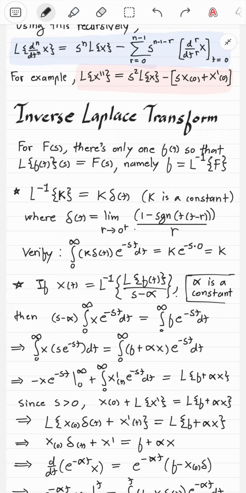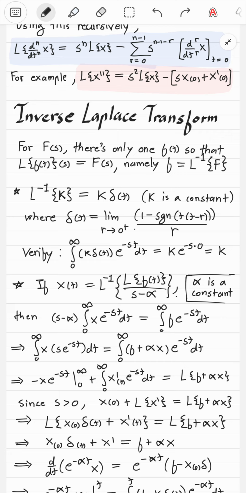So what is this delta function, by the way? The delta function can be thought of as the limit of a sequence of functions. So consider these kind of functions: (1 minus signum of (t minus r)) upon r. Try to graph this and you will see why I'm using something like that. So the area under the curve of this function, for some finite r, would be 1, of course.